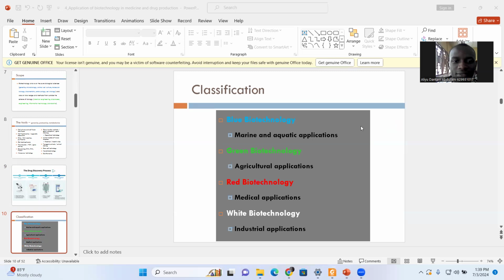Blue biotechnology: marine and aquatic applications. The ocean is blue, right? Green biotechnology: forest, the green shrubs. Red biotech: medical biotech. The color of blood is red. And white biotechnology is industrial biotech.